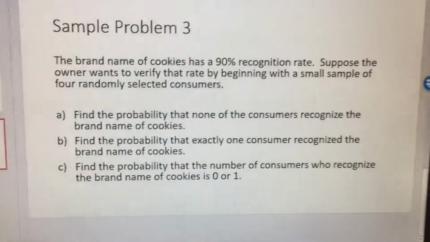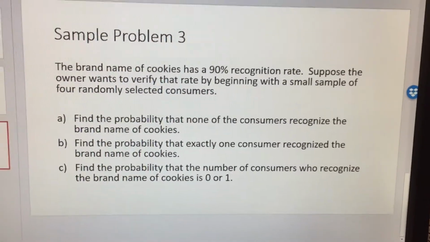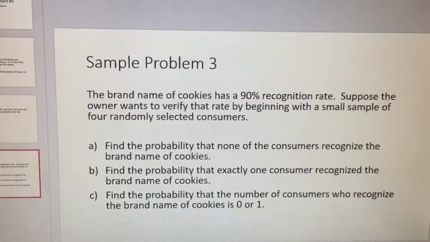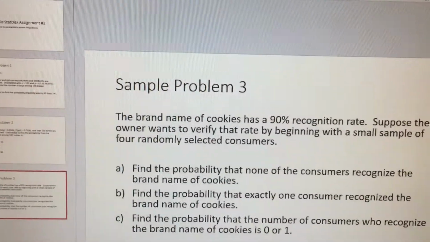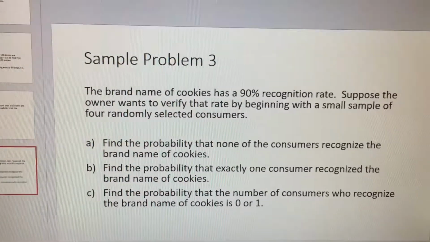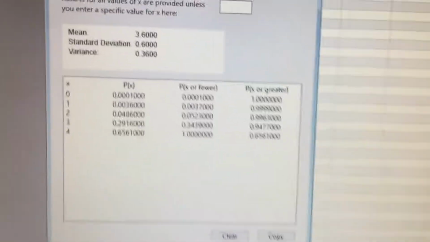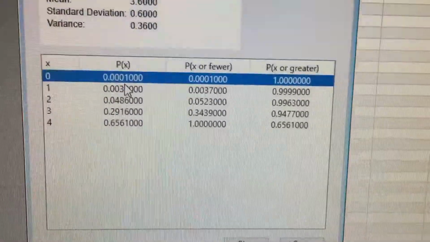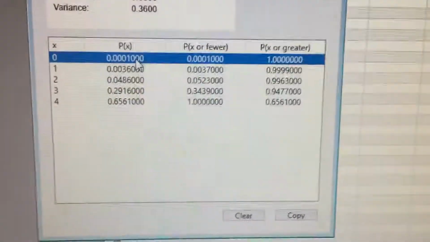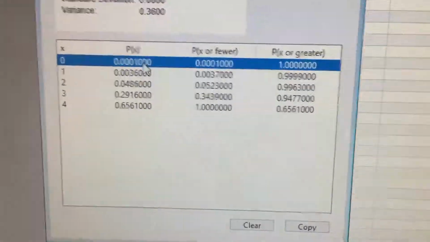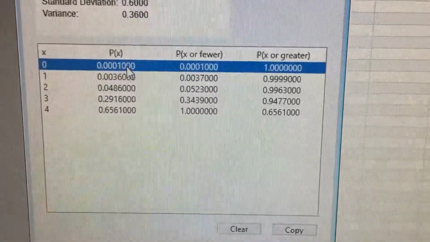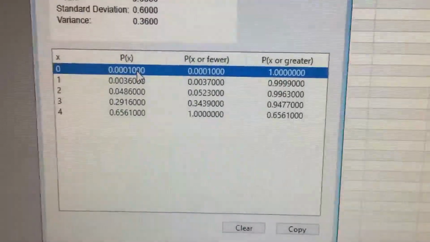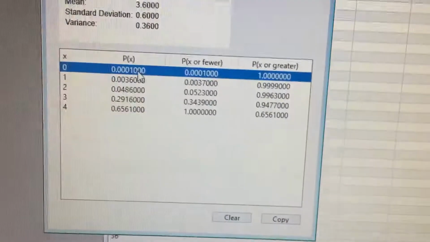Going back to that. Find the probability that none of the consumers recognize the brand name of cookies. So here we're looking for the probability of exactly 0 people recognizing the brand name of cookies. So in this case here, going back to StatDisk, going back to that table, here's 0. And exactly 0 is this right here, that first column. So that probability of no one recognizing the brand name of cookies will be 0.0001. Okay? So that's part A.